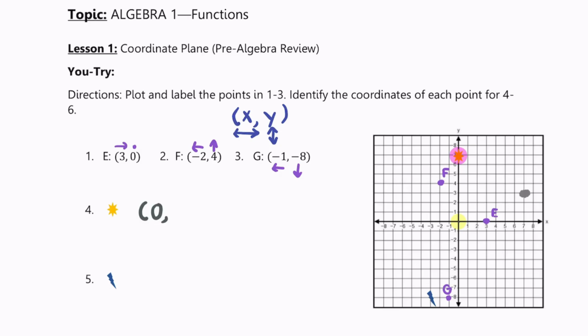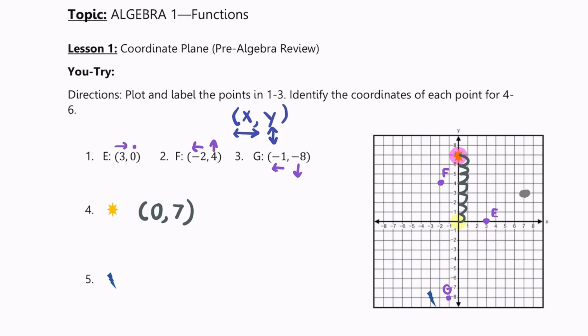Then to get to that point, I need to climb up 7. So the y value would be 7. So that little star is at the point 0, 7, right or left 0, and then up 7, and you will land right on that star.